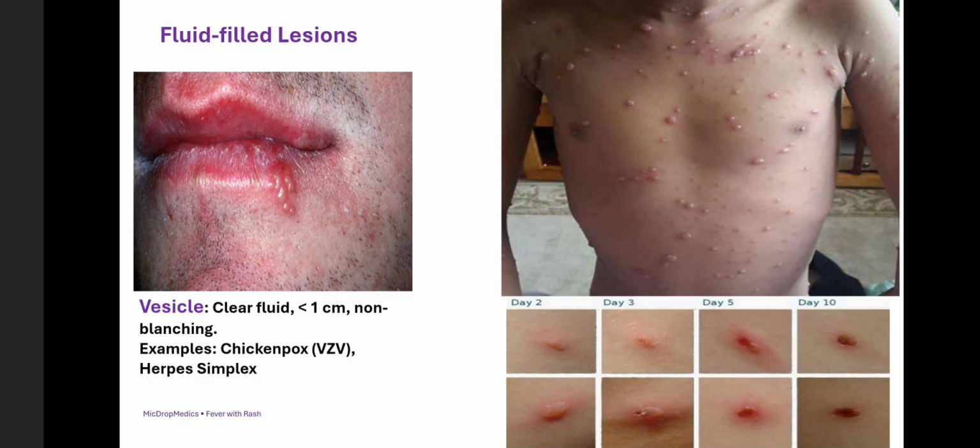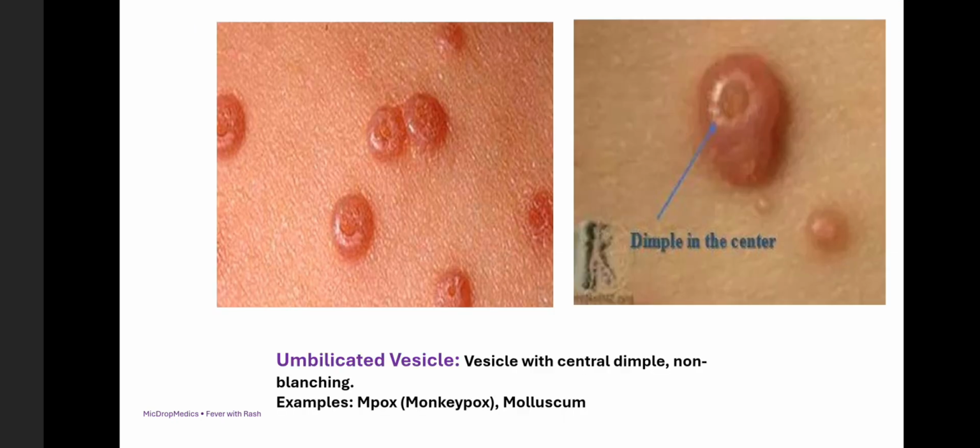If it's tiny and has clear fluid, it's a vesicle, like the classic dewdrops on a rose petal in chickenpox, whereas if it's in clusters, that's herpes simplex. But watch out for the umbilicated vesicles, the vesicles with a central dimple. These are the calling card of mpox or molluscum contagiosum.